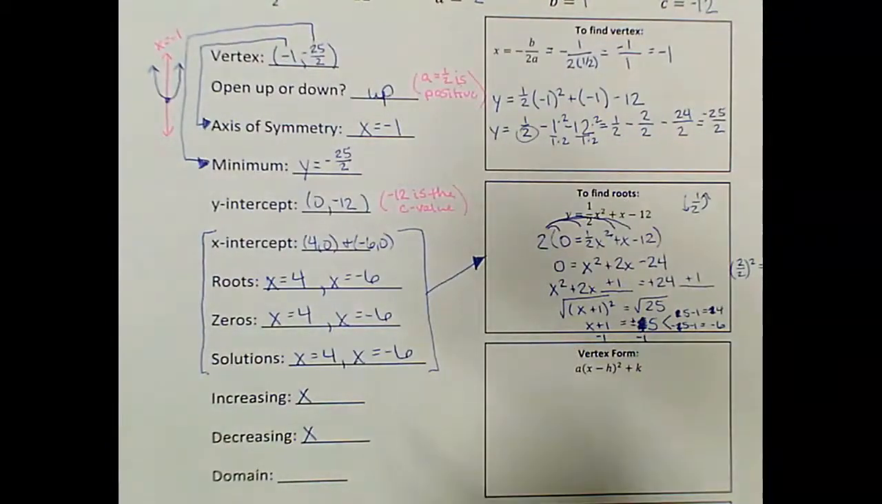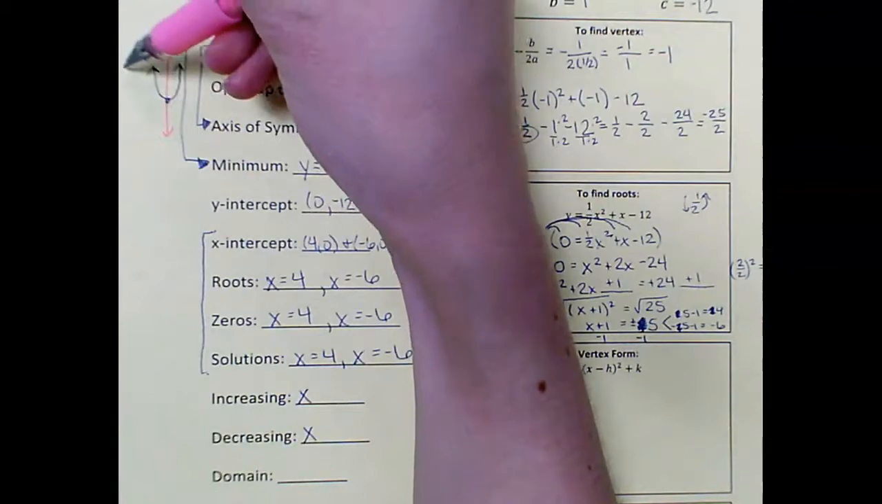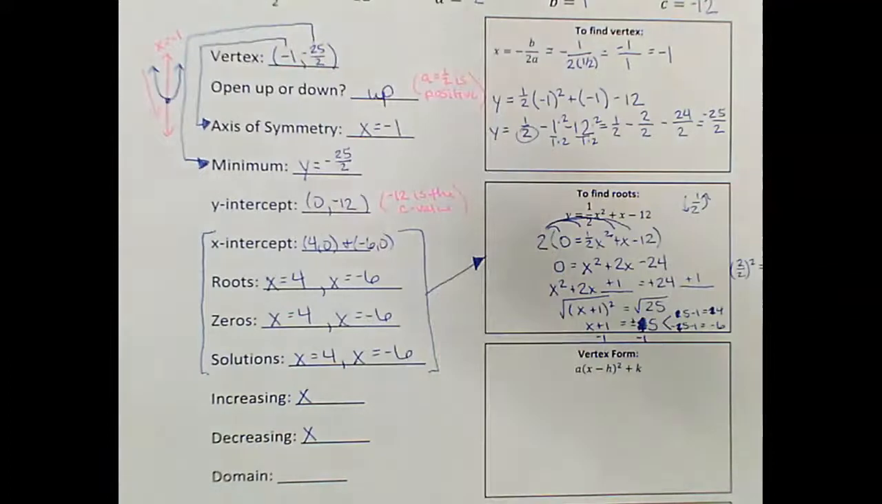So what's happening on the left side of this parabola? From the left to the right, the graph is going down. So that means that all the x values to the left of -1, or less than -1, those are decreasing.